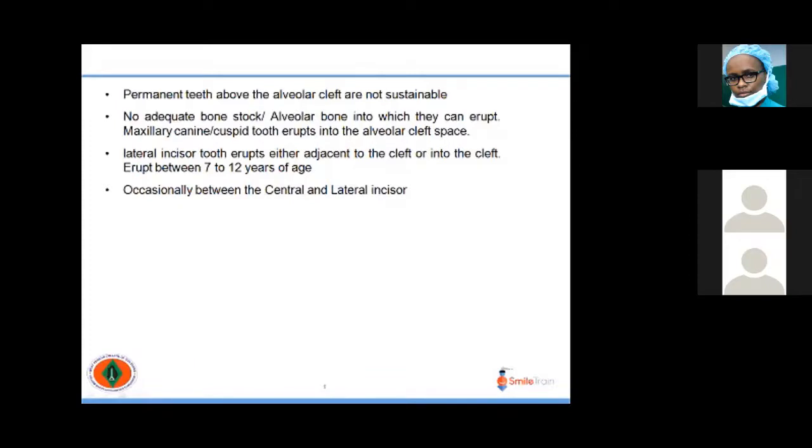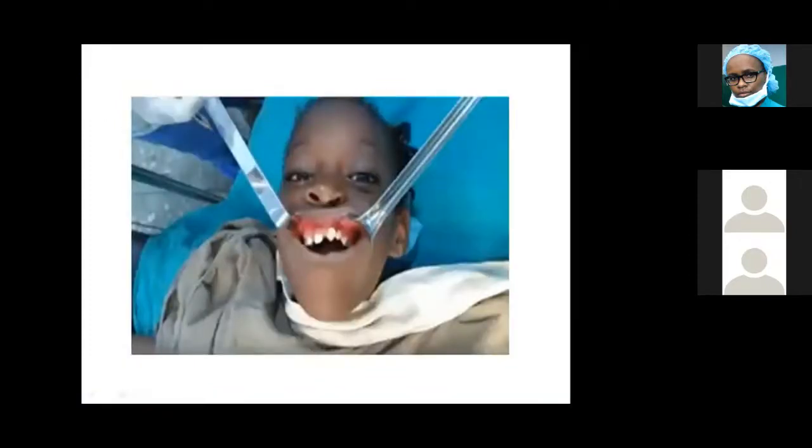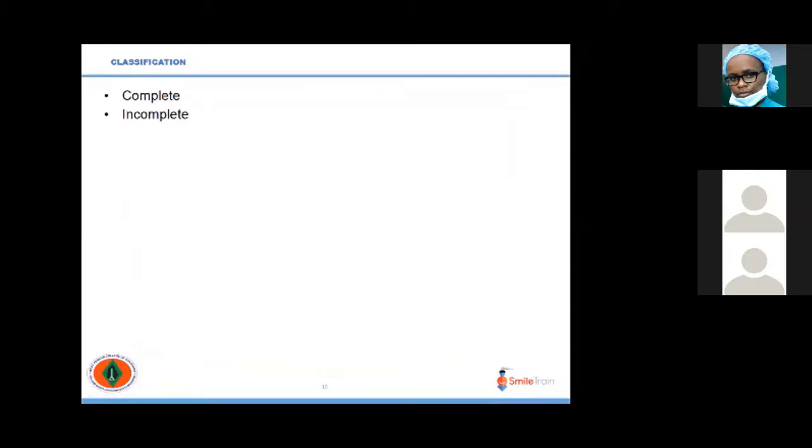Just as we see in this young child, she had a cleft lip, which was repaired when she was 3 months old. Then the cleft palate was also repaired at the age of 12 months. And then the alveolar cleft, as shown on the left-hand side, where the arrow is showing in this alveolar area. Classification: it can be classified as complete or incomplete.